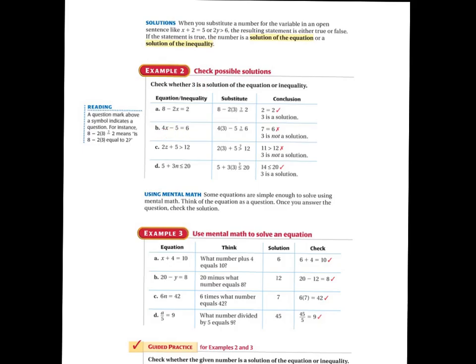So again, 4 times 3 equals 12, minus 5 gives us 7. 7 does not equal 6. Okay, so that's a big X.